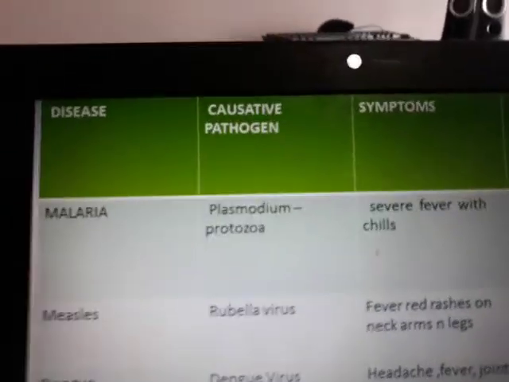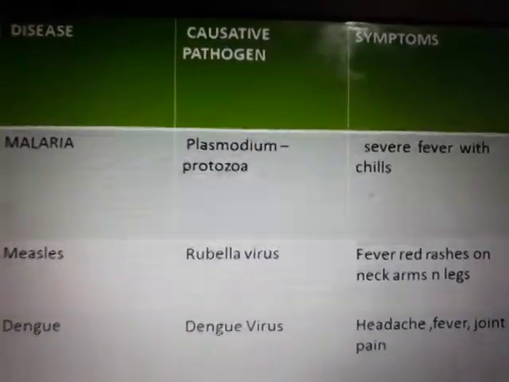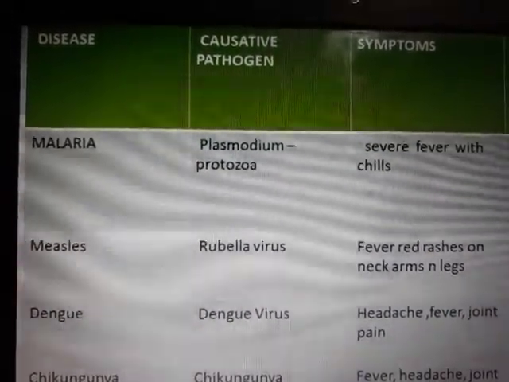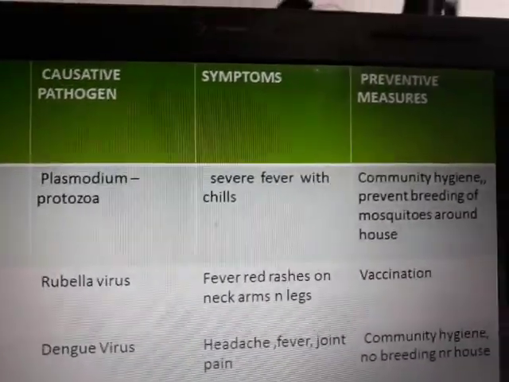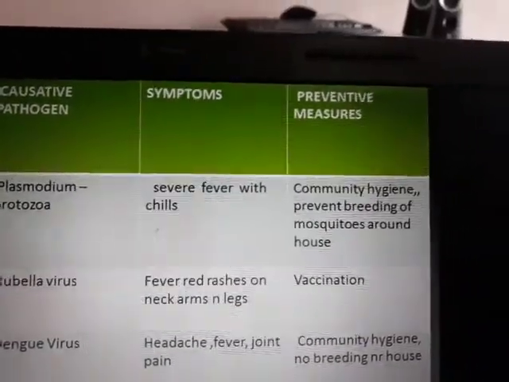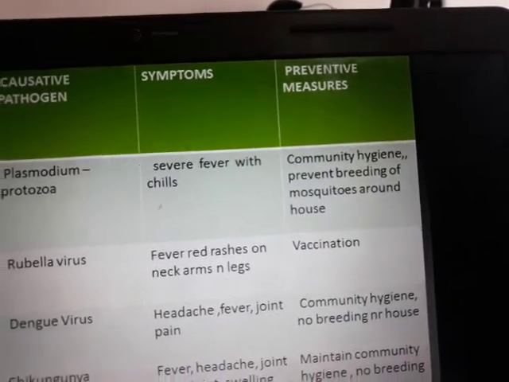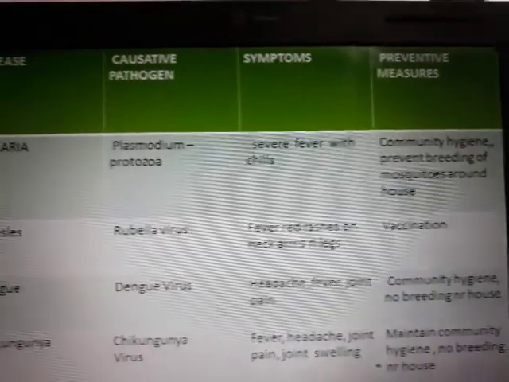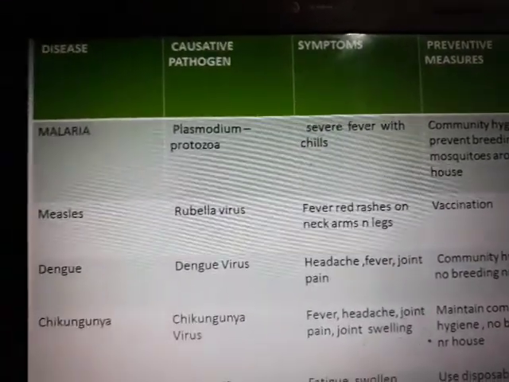Malaria has the causative pathogen Plasmodium, which is a protozoa. Then, what are the symptoms? You are going to have severe fever with chills. The preventive measures are that we are supposed to maintain community hygiene and prevent breeding of mosquitoes around our house. We know that, but still there are so many cases of malaria around, right?